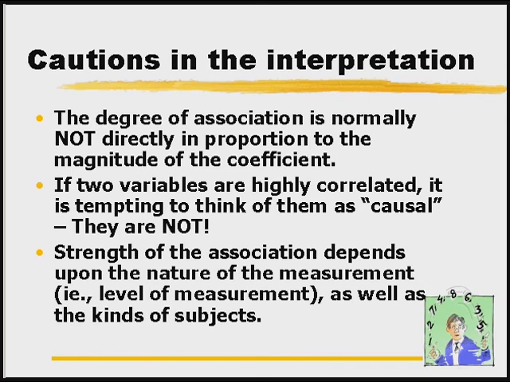Second, if 2 variables are highly correlated, it is tempting to think of them as causal, but they are not. So if you have a situation in which you have an association or a Pearson's correlation of 0.90, p is less than 0.001, while they are highly correlated for some reason, it does not mean that they are causal. It means that in some fashion they are associated.